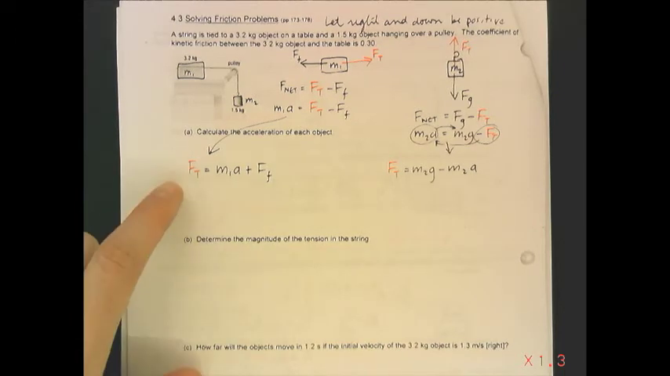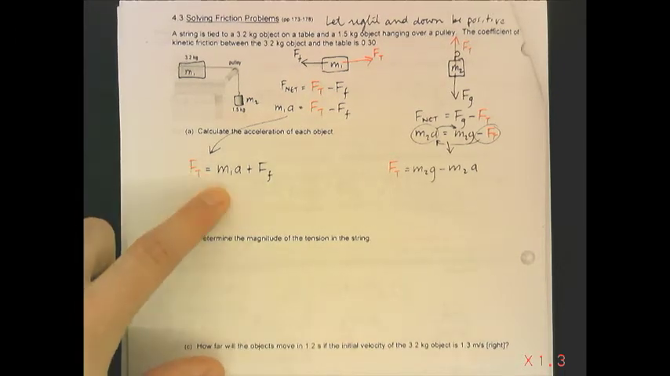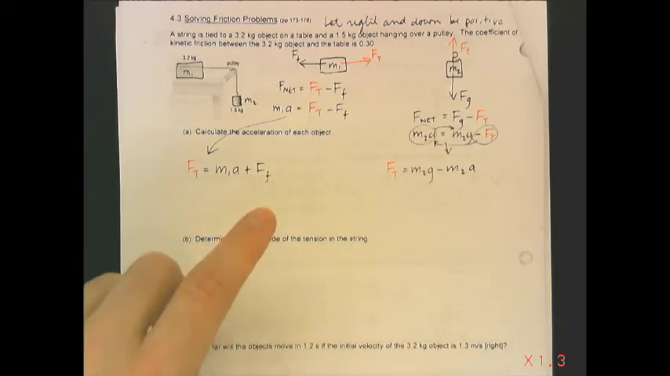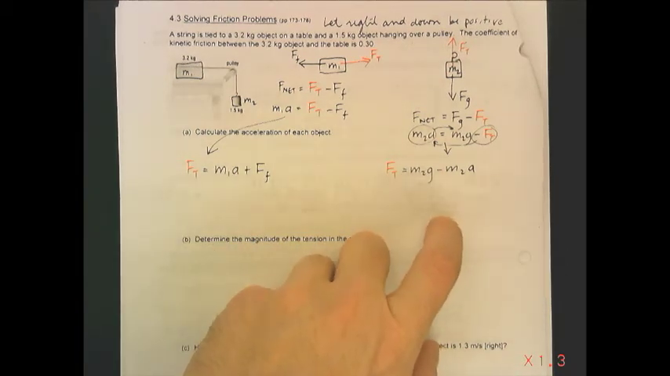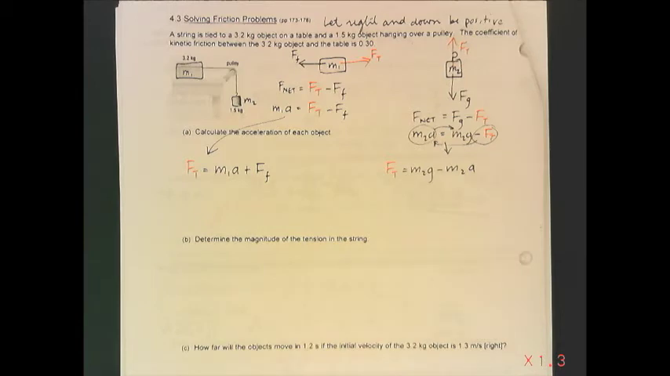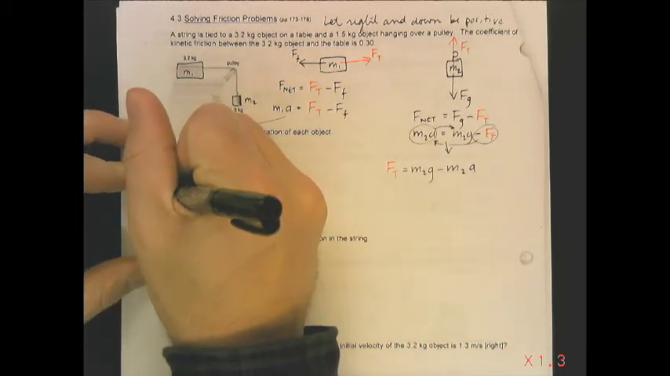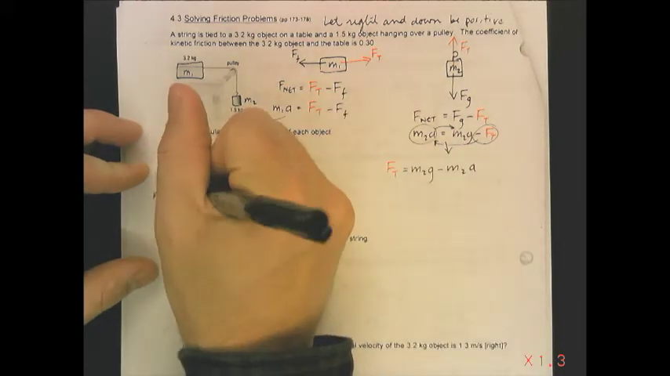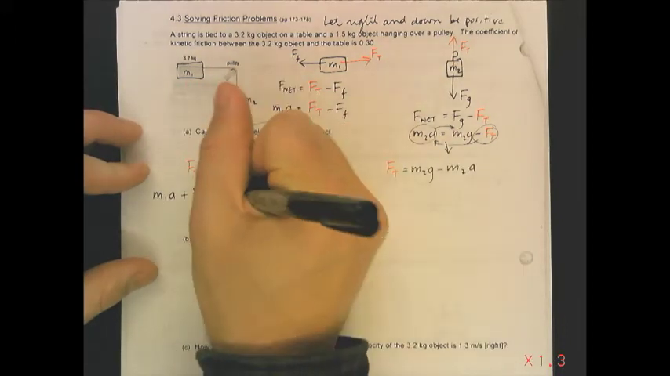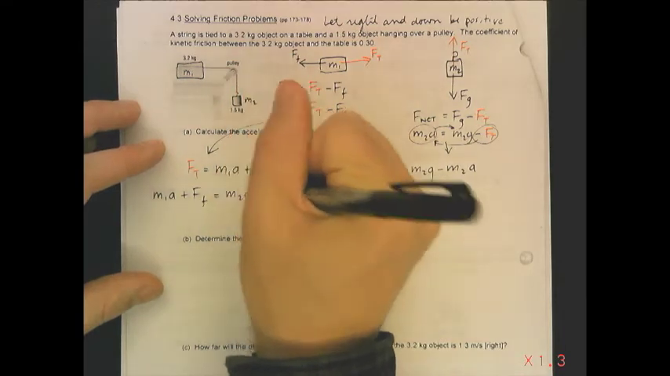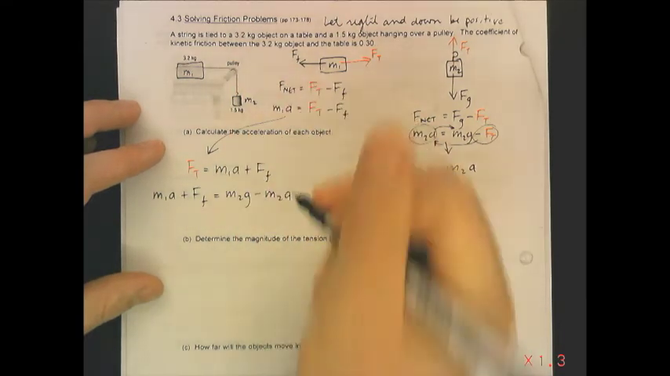Since the tension calculated in this first equation is equal to the tension calculated in the second equation, we can say the first equation is equal to the second equation, just like we did in the previous example. So we have M1A plus force of friction is equal to M2G minus M2A.